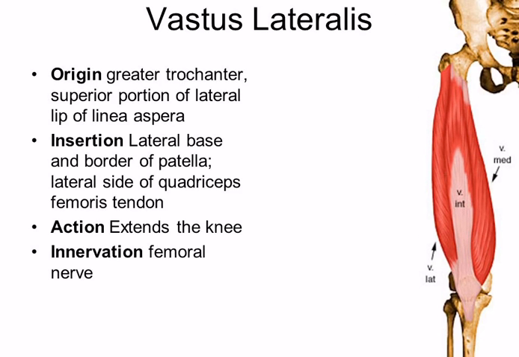Vastus lateralis. Origin: greater trochanter, superior portion of lateral lip of linea aspera. Insertion: lateral base and border of patella, lateral side of quadriceps femoris tendon. Action: extends the knee. Innervation: femoral nerve.